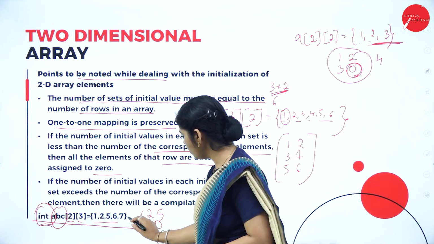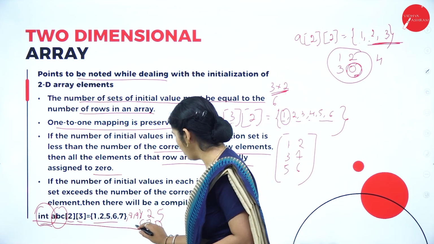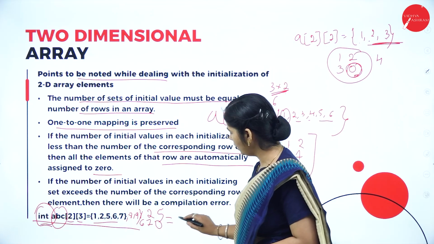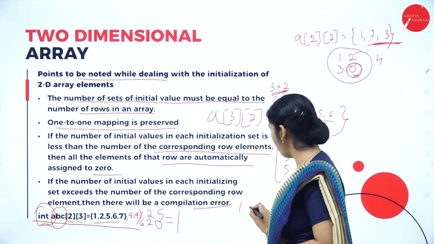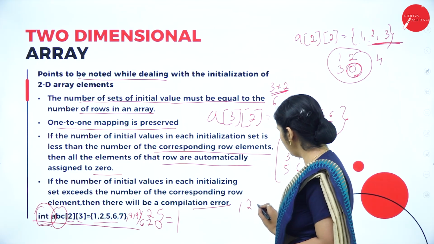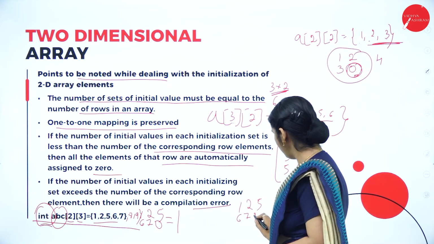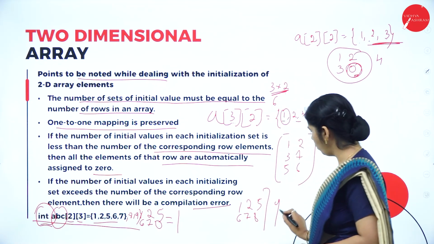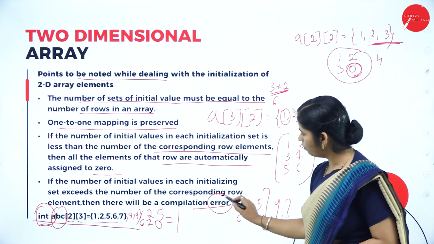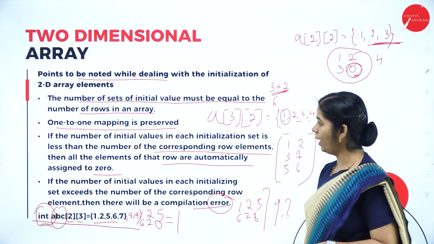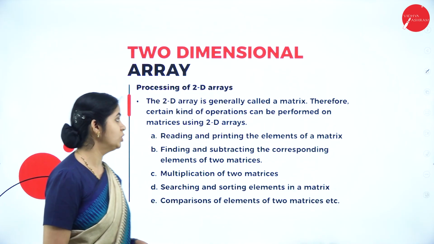If in place of this 7 I have 8, 9 and so on, right? What happens in that case? It will give you an error, because when I am storing it in the form of rows and columns, 1, 2, 5, 6, 7, 8 will be there, where will 9 go? So we cannot store 9. So at that time it will show a compilation error. Okay, these are very important points when we are dealing with the two-dimensional array.